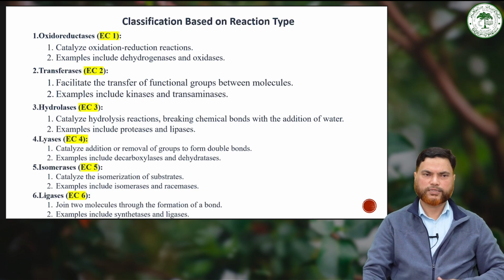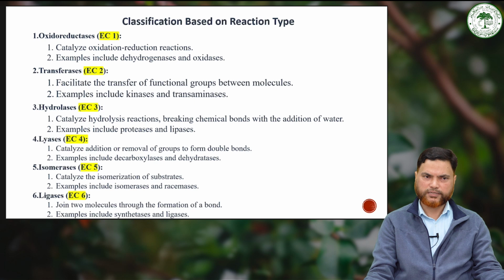Now, the second class is transferases, and its enzyme commission number is 2. Basically these transferases catalyze the transfer of functional groups such as methyl, acyl or phosphoryl groups between molecules. The third class is hydrolases, enzyme commission 3, and these basically catalyze the hydrolysis of various bonds by adding water molecules. These bonds generally include peptide bonds in proteins, glycosidic bonds in carbohydrates, and ester bonds present in lipids.